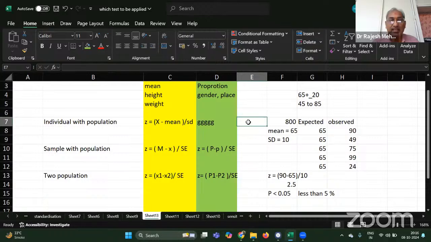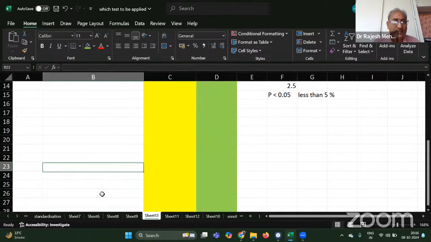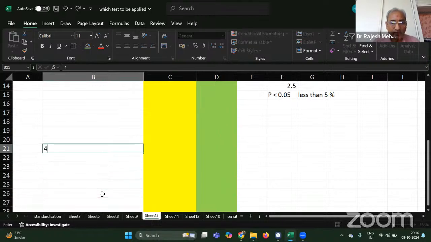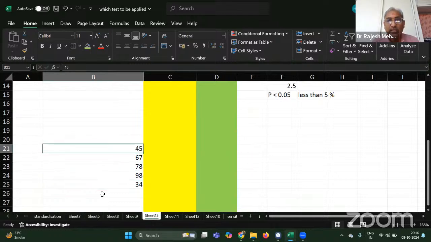Now, suppose you are given a series of data like this, marks of 45, 67, 60, 78, 98, all these marks, you make a total and divide by the total number and find out a mean.